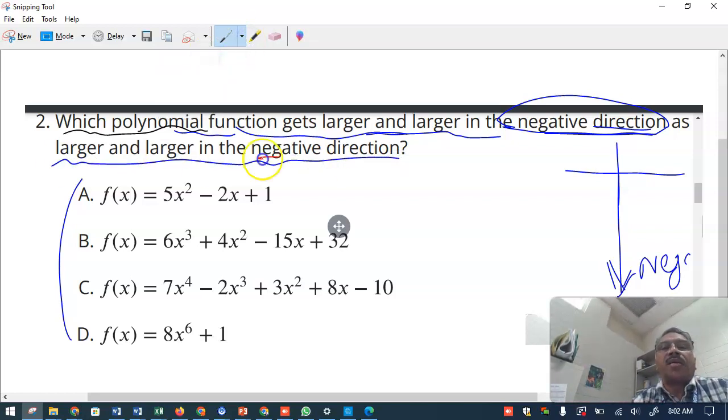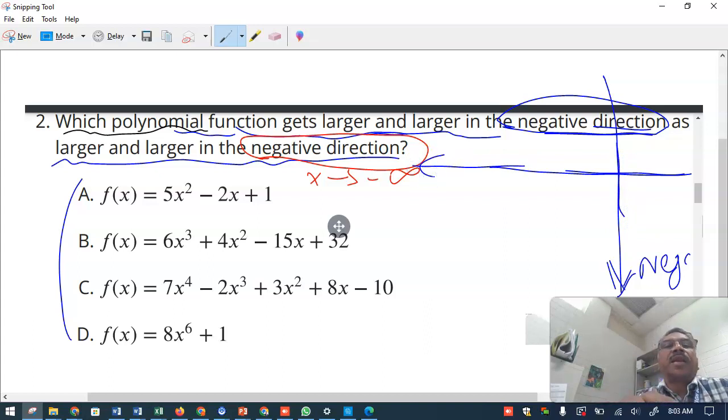So I want you to understand what this means. It means x becomes very large. If this is the x-axis and the y-axis, all they're asking us is, when x takes a very large value, on the side going to a very large negative number, then which of the graphs goes down?